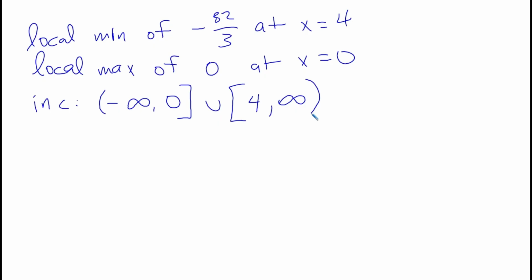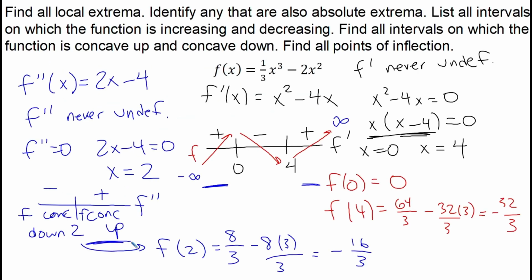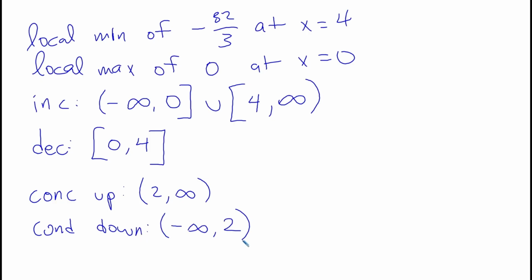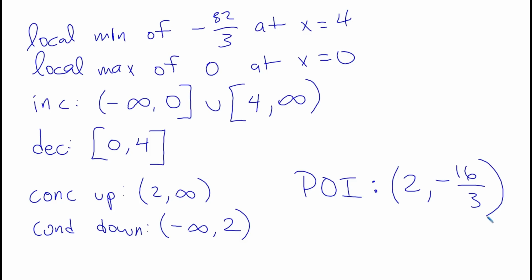And we were decreasing on the interval in the middle. So we were decreasing from 0 to 4. We were concave up. If we look back at our second derivative sign chart, we were concave up from 2 to infinity. And the College Board always wants the concave up and concave down intervals with parentheses no matter what, unlike the increasing and decreasing ones. And we were concave down from negative infinity to 2. And then we had our point of inflection, and our point of inflection was the point (2, negative 16 thirds). And so that should be all the information that was asked for in that second one.